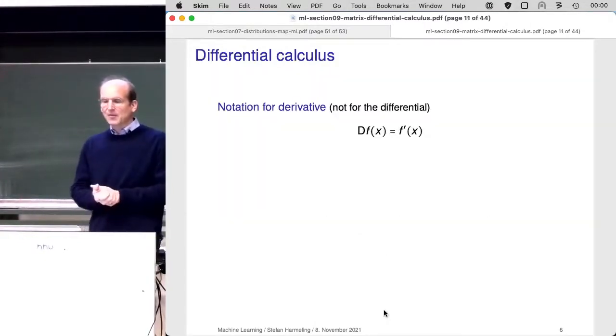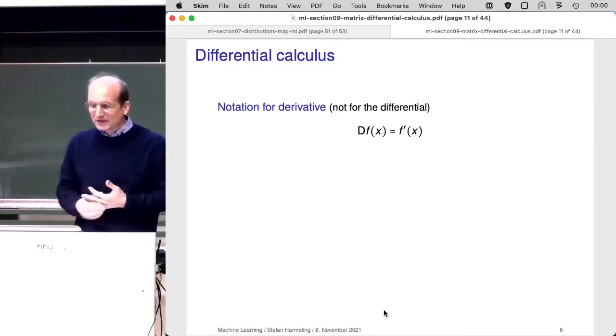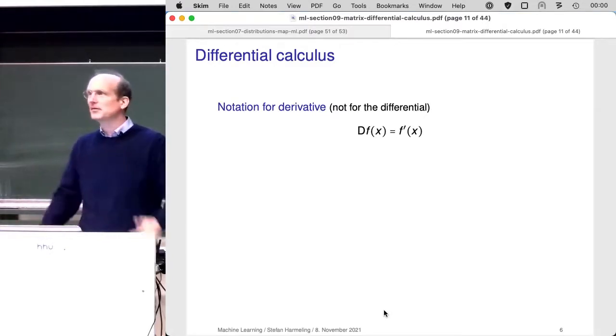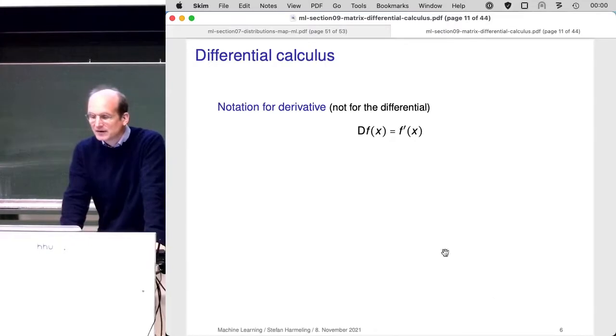Good. So now what about the derivative? For the derivative now, here in the context of matrix differential calculus, I'm using this notation.